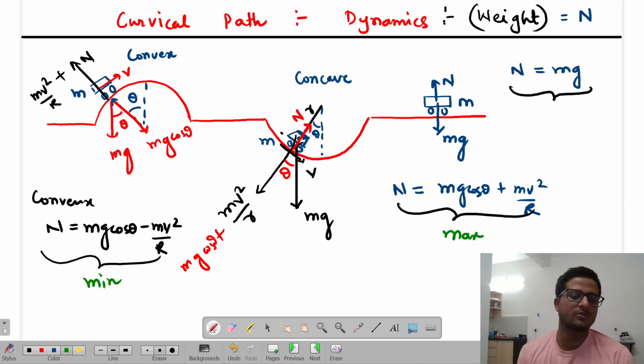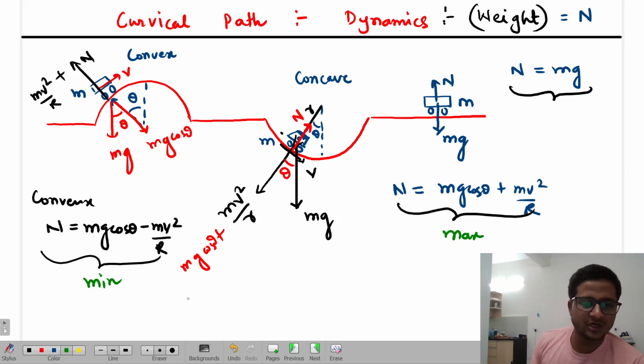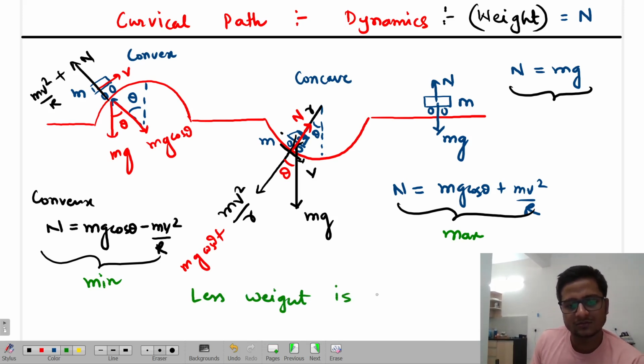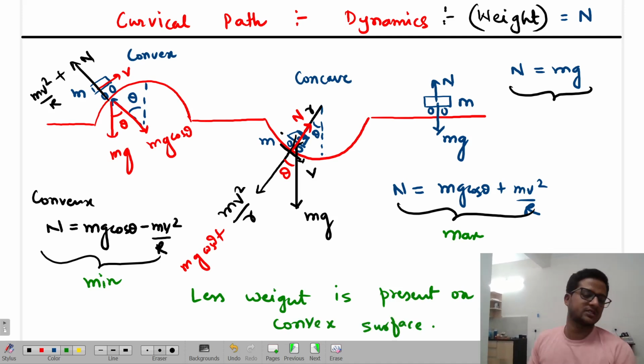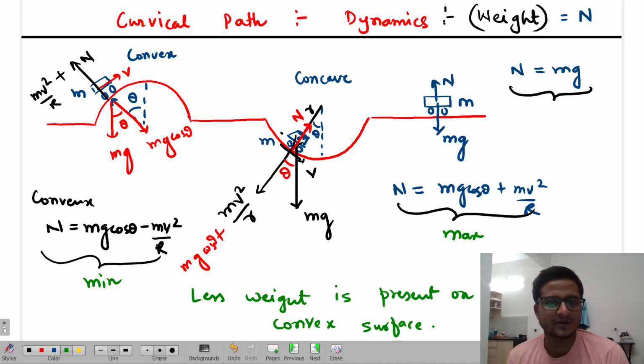Convex. Why? Because normal is going to measure my weight. So out of these three cases, if someone asks where the body will feel the less weight, it is on the convex surface, the bulging out surface. Did you understand? Is my point clearly understood or not?